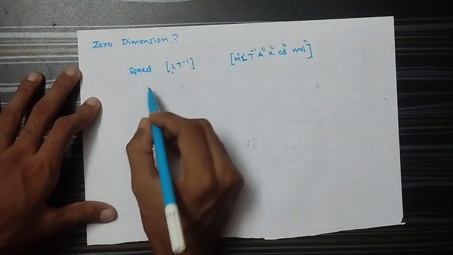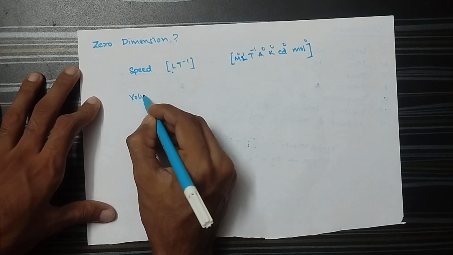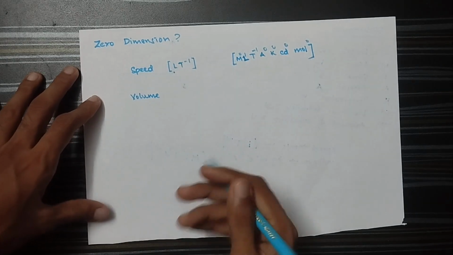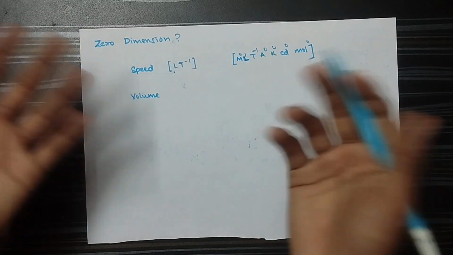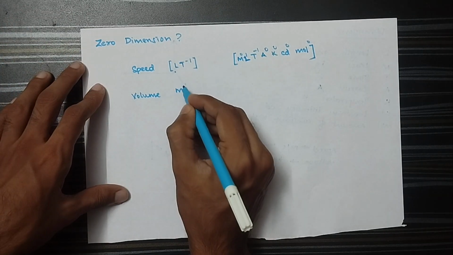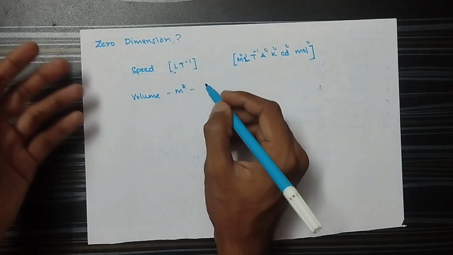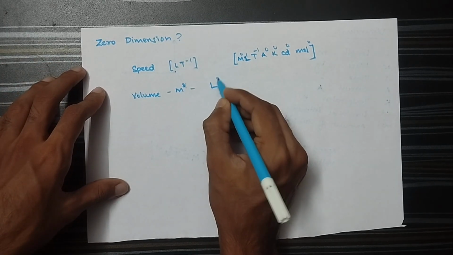I'll give you another example. Let's say, for example, volume, right? We know volume is what? Volume is length into base into height, right? Length into base into height, and the SI unit is meter cube. What is meter cube? Meter is length, so length cube.